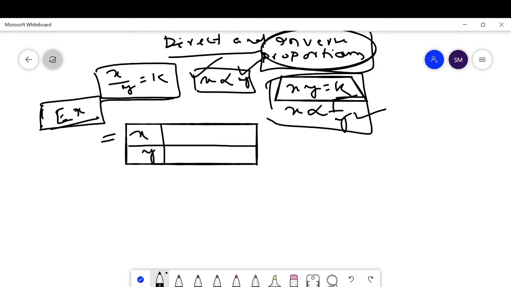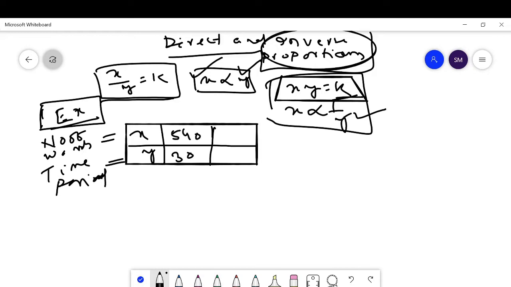Here make a table with x and y. What is x here? x is the number of words, and y is the time period. In half an hour, means in 30 minutes, Renu types 540 words. Then how many words does she type in 8 minutes? This is direct variation, because when the time period increases, the number of words increases. As this is direct variation, x upon y is equal to k, constant.